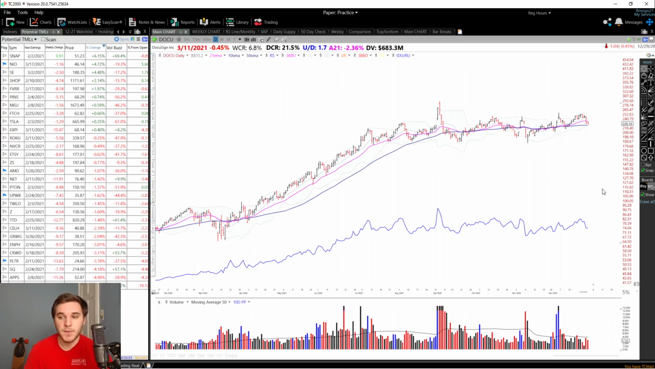So this RS line is very, very important. I think you can add it in TradingView as well as TrendSpider and different platforms. So I highly recommend adding this to your charts if you don't have it on already.